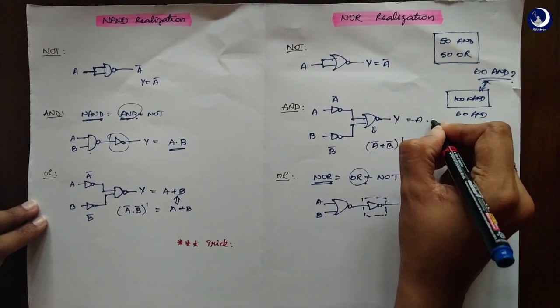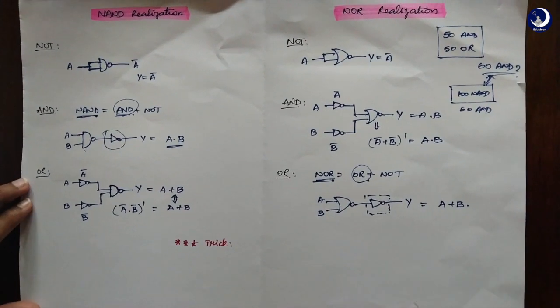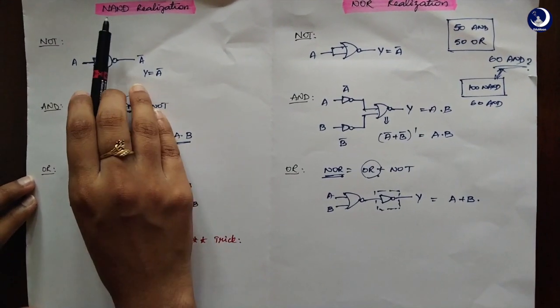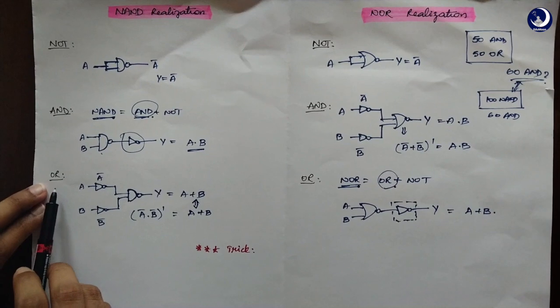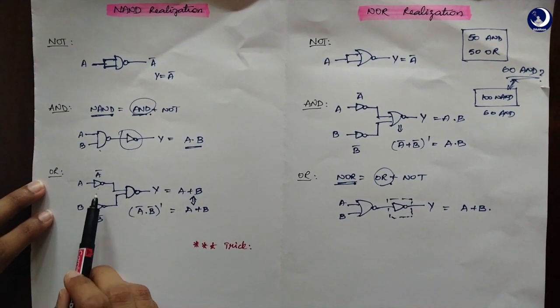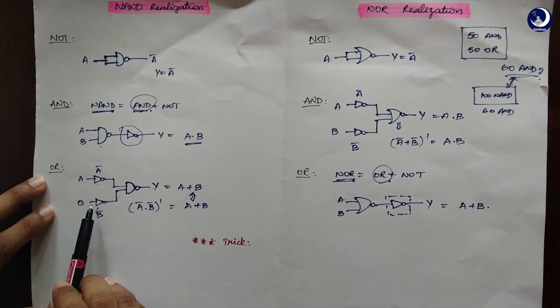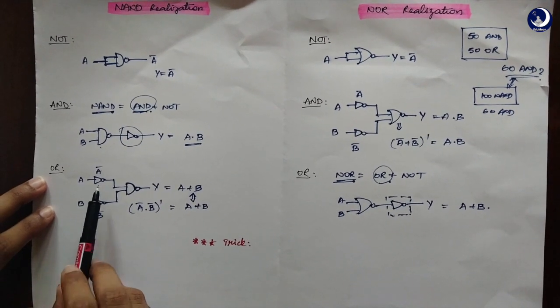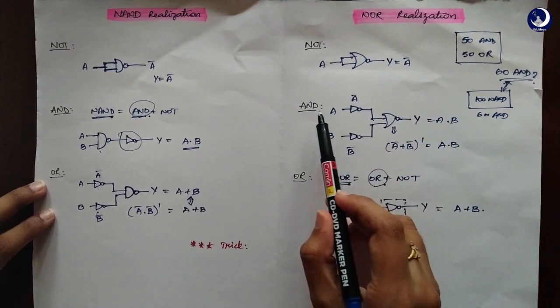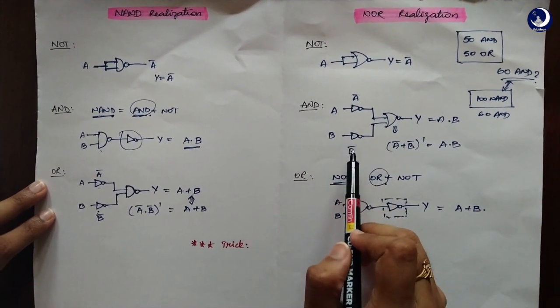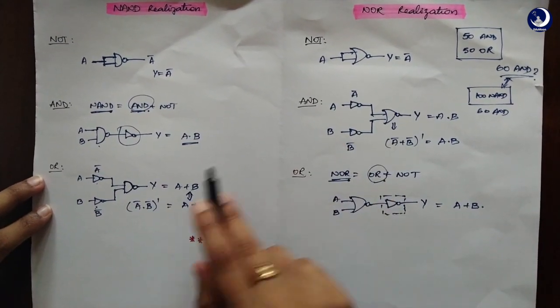So this is equal to A dot B. This is how you draw your circuits. A simple thing you can notice here is that for NAND realization, in case of OR, you take complements for both the inputs, like all the inputs on this side, you take complements for each of them. Similarly, for NOR realization, in case of AND, you take the complements for both of them. Just don't confuse them, you can just do it.